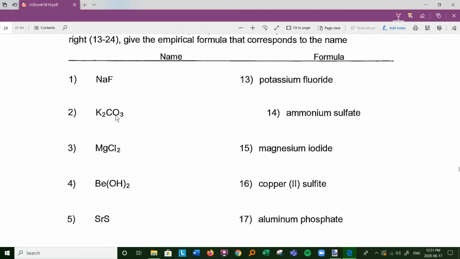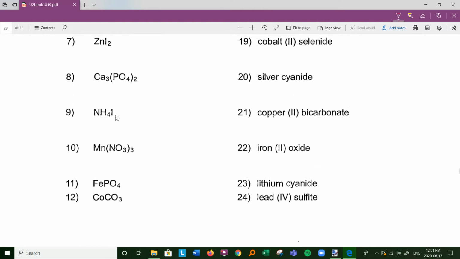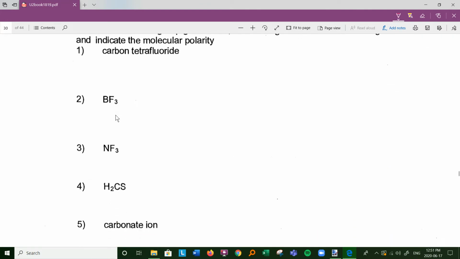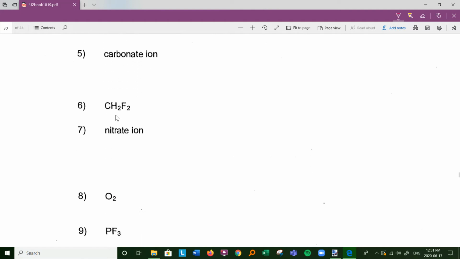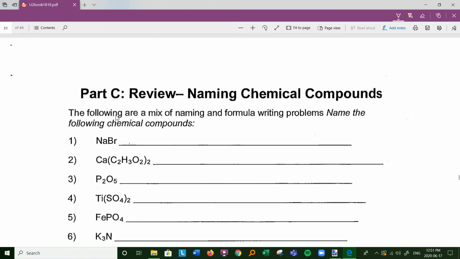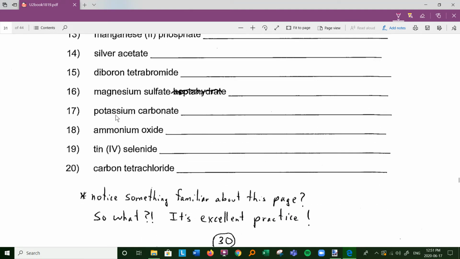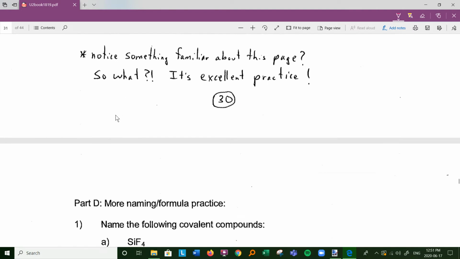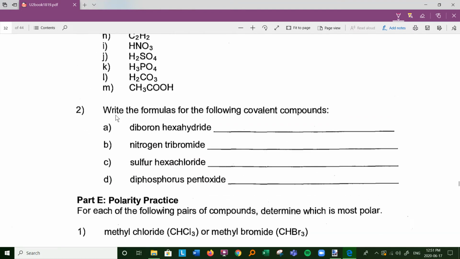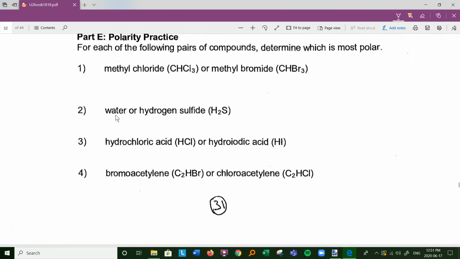Fun sheet rainbow is just matching things up, writing more examples, and getting more examples of playing the VSEPR game and namings. Some of these namings you've seen before in a previous worksheet. Notice something familiar? So what? It's excellent practice. It sure is. There's more practice for naming. And polarity practice. Determine which is more polar.